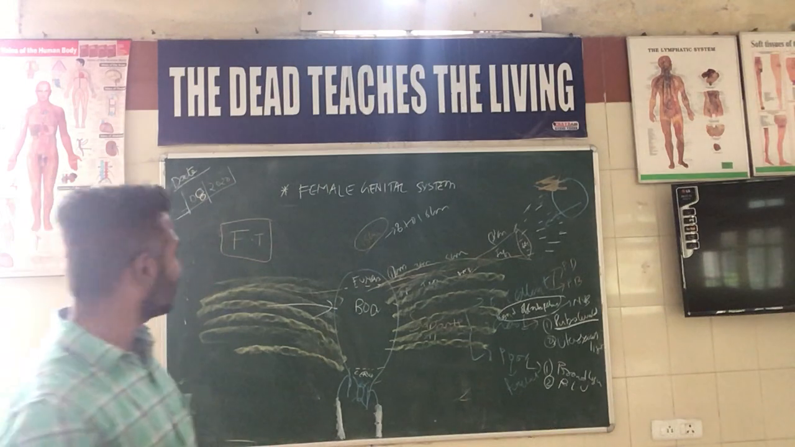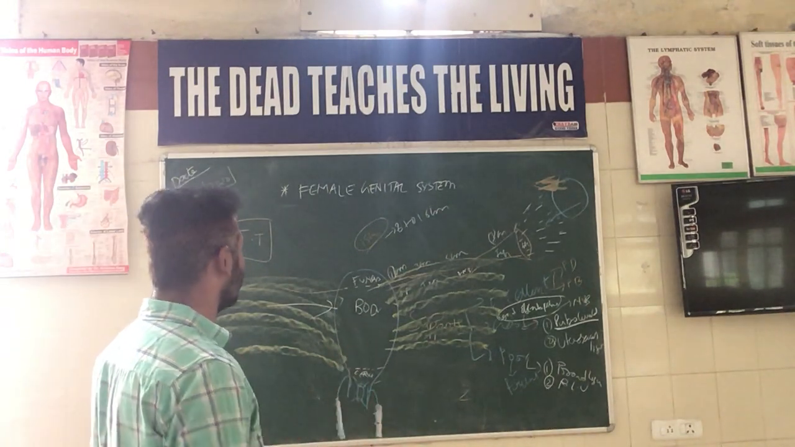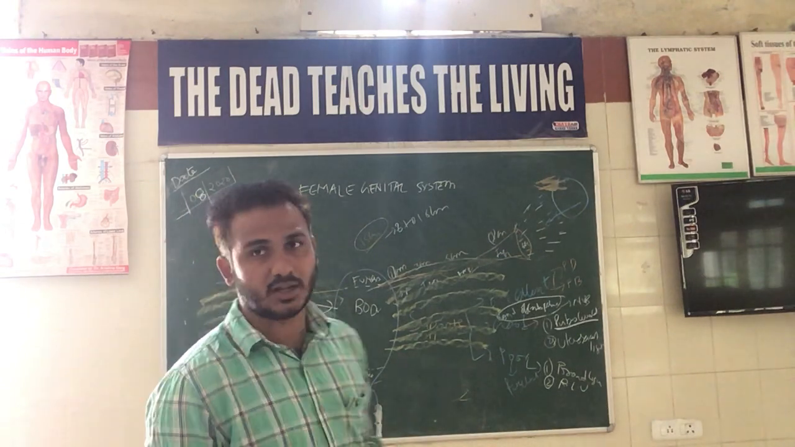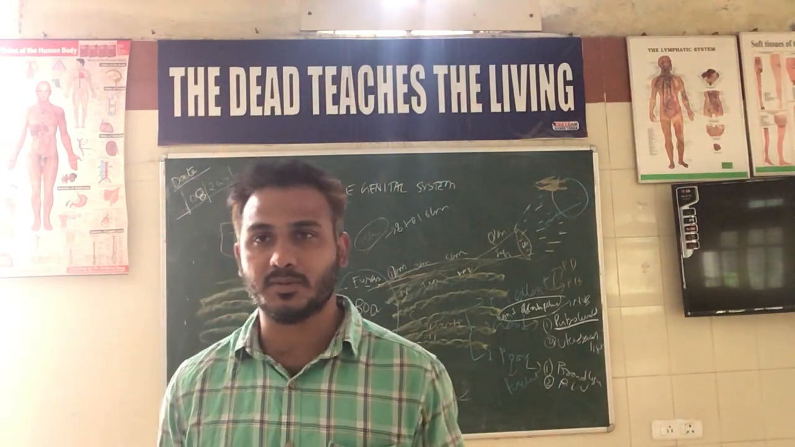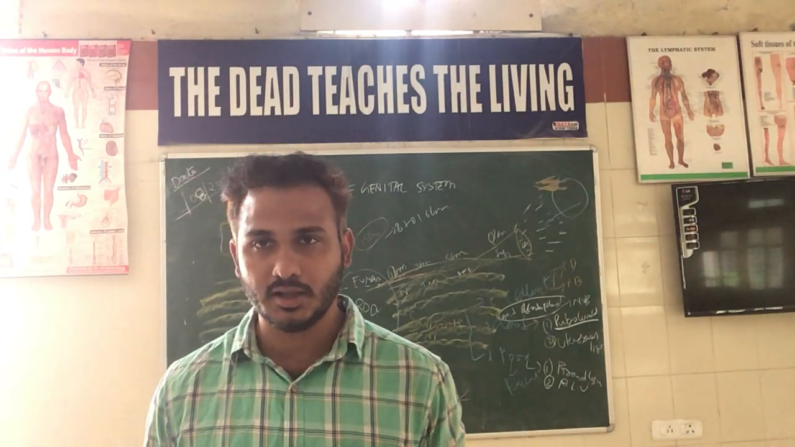So let us discuss further about the other anatomical aspects like arterial supply, venous drainage, lymphatic supply, and first of all, what are the two angles, the anteversion and anteflexion? Let us discuss.